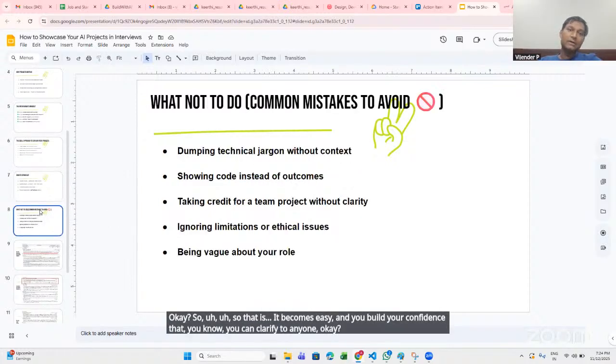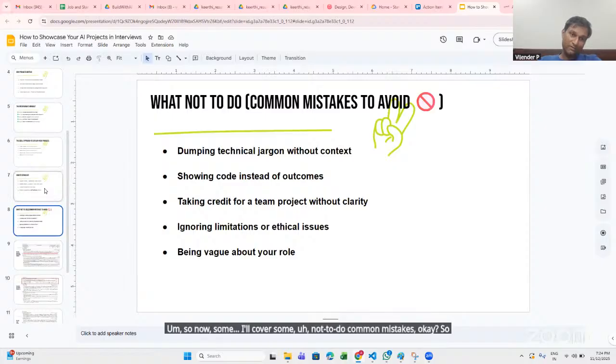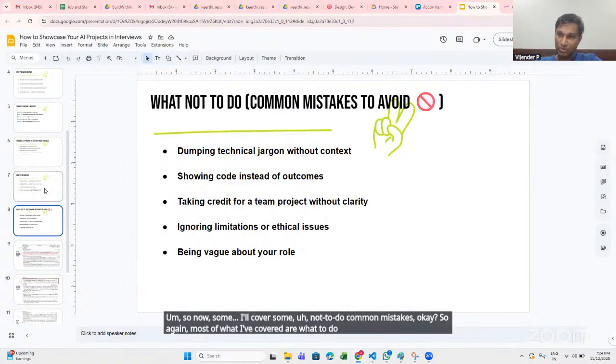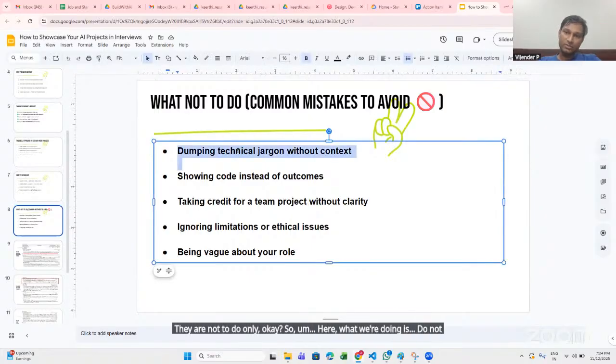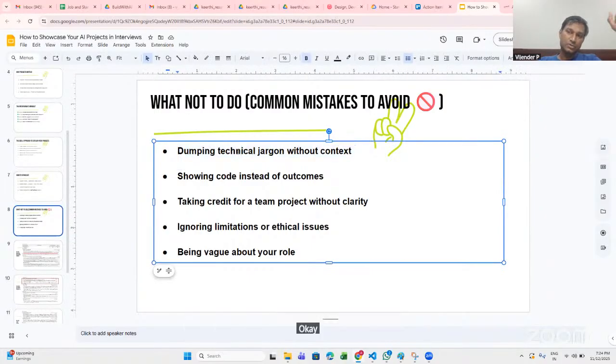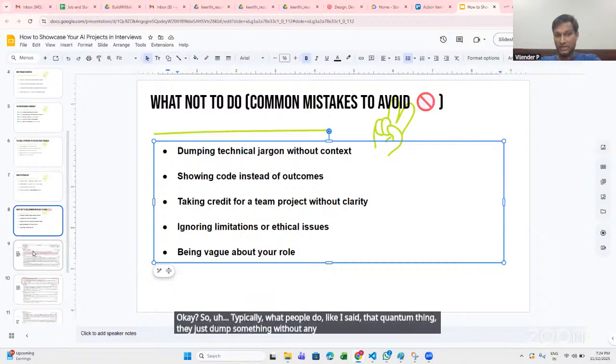Okay. So now I'll cover some common mistakes, the not-to-dos. Again, most of what I have covered are the things to do, and obviously if you don't cover those, they are not-to-dos only. So here, do not dump technical jargon without context. Typically what people do, like I said with that quantum thing, is they just dump something without any context, without any meaning.